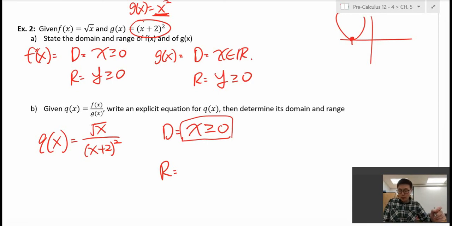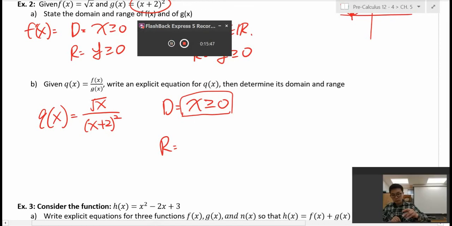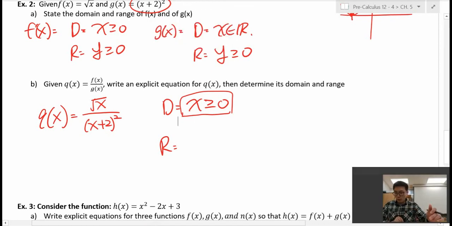And now for the range, I think the range is going to be... is this something easy to tell? We are only considering the positive portion, so I guess the range here will be bigger than or equal to 0. The range for this one definitely has to be bigger than 0 because root x is always positive, x plus 2 squared is always positive, so we know y cannot be less than 0.